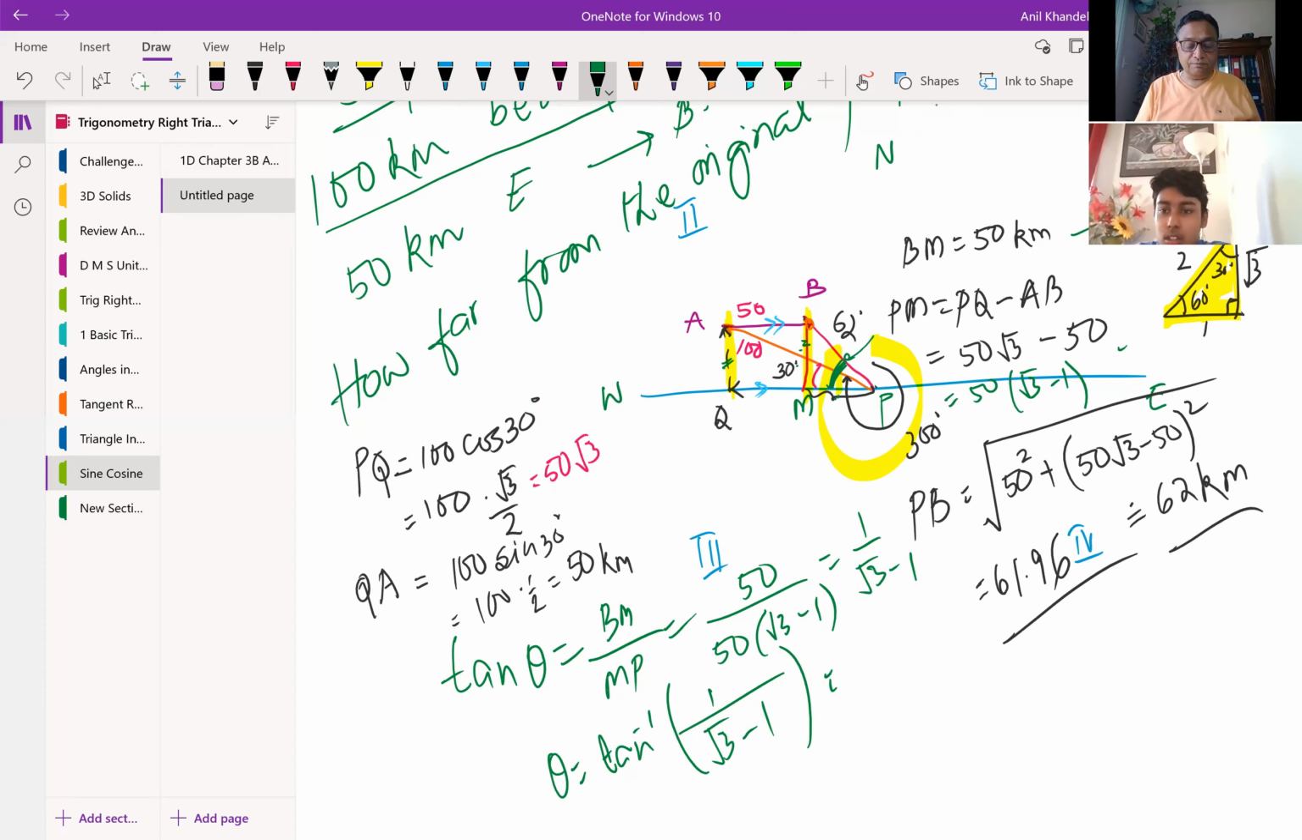It has to be more than 30 degrees. Something is wrong. So better is, you have got square root 3 minus 1. Figure this out. 53.79. So calculate properly. It's a lot of calculations required. So put square root 3 minus 1 in brackets and then do it. Okay, sir. You get this 53.75.